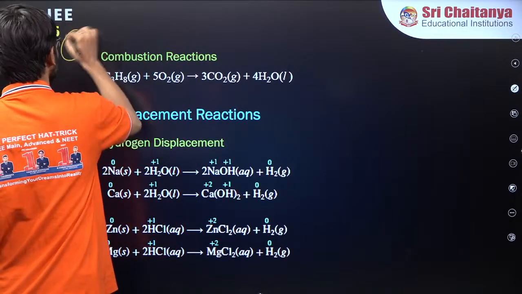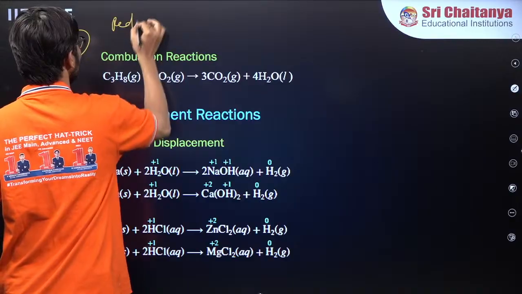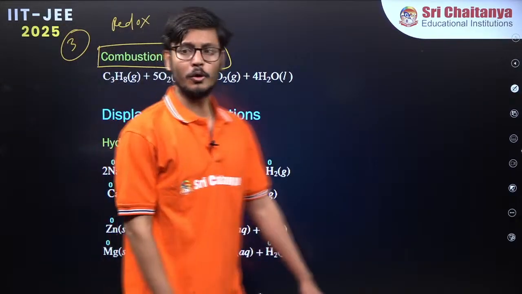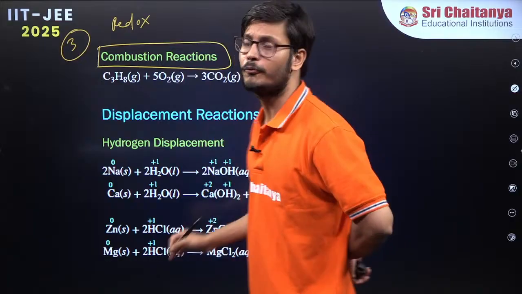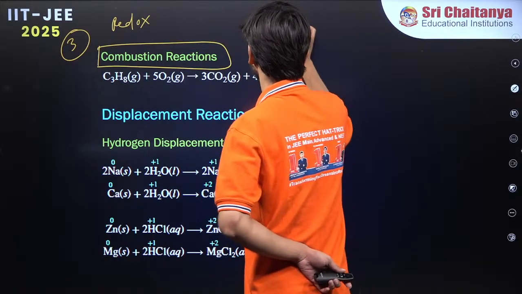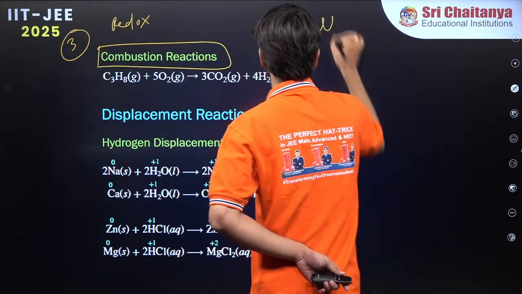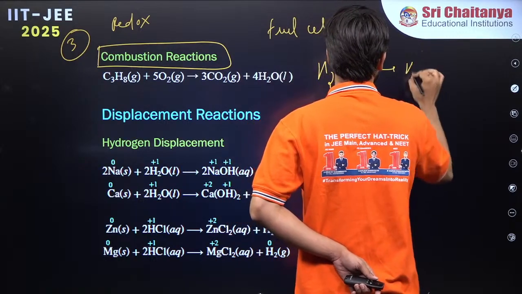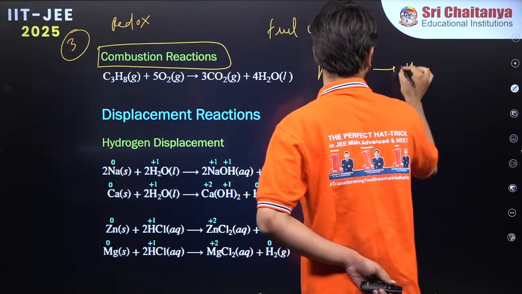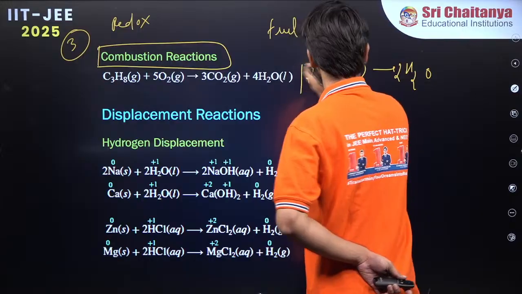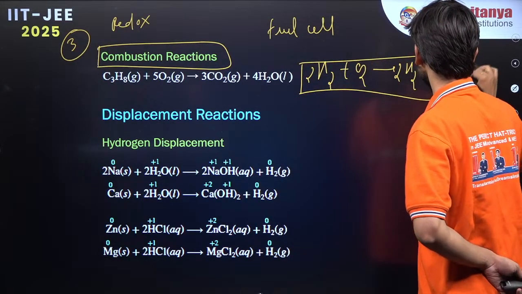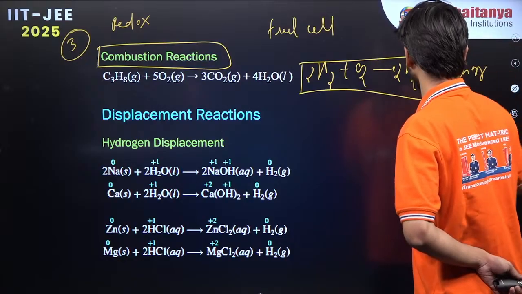The third kind of redox reaction is the combustion reaction. Actually, the combustion reaction is the basis of the fuel cell. You know fuel cell? Hydrogen, you might have studied. Hydrogen plus oxygen giving H2O, if you can balance the reaction. This is called a fuel cell. In this, a lot of energy is released, which is directly electrical energy.